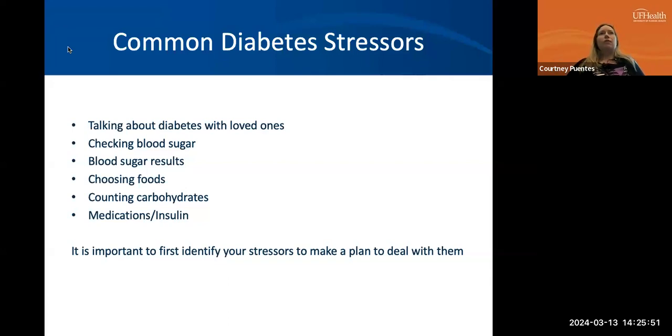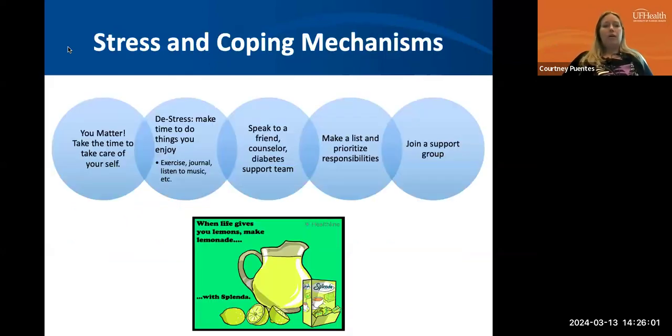First, identify what stressor is there. For example, if a family member is stressing somebody out with those conversations, then talk about what the stressor is. Set some boundaries, set some guidelines for how to have those conversations. You matter. Everybody matters. Taking care of self-care is very important.